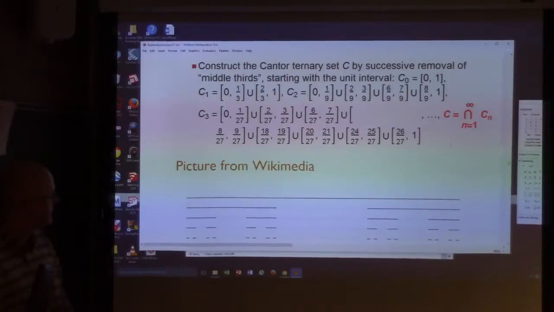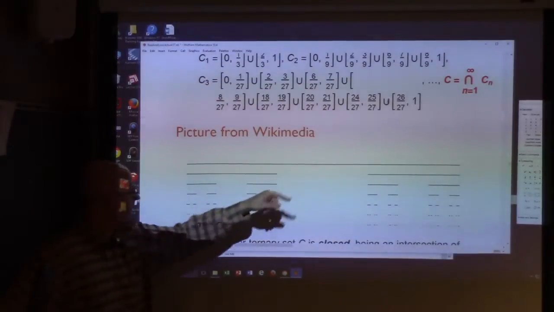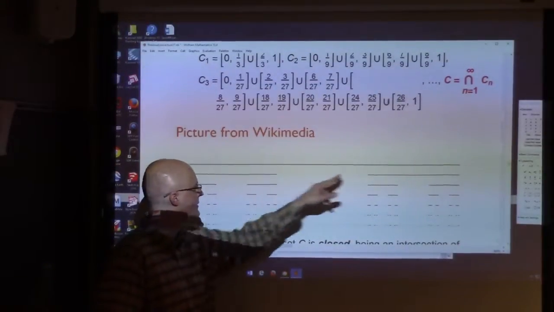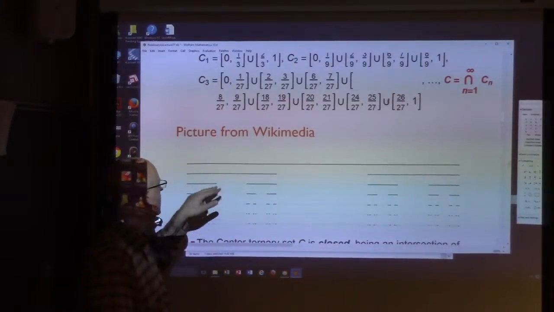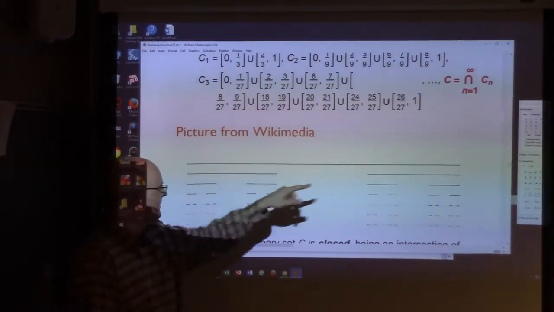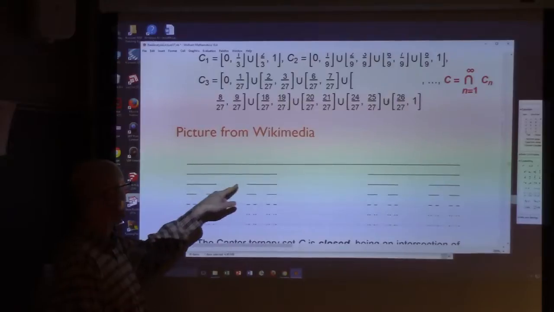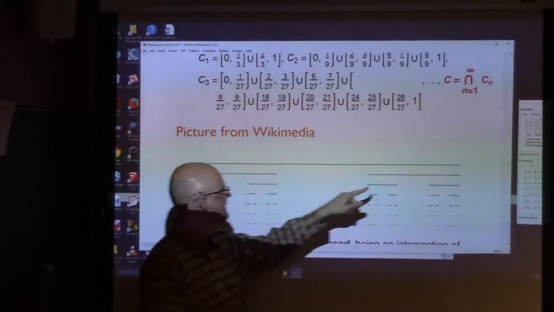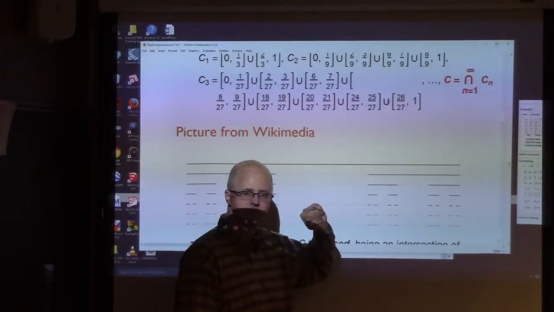You take the entire unit interval from 0 to 1. You take out the middle third from 1/3 to 2/3. Then you take out the middle third of each piece that's left. This is from 1/9 to 2/9. This would be from 7/9 to 8/9.